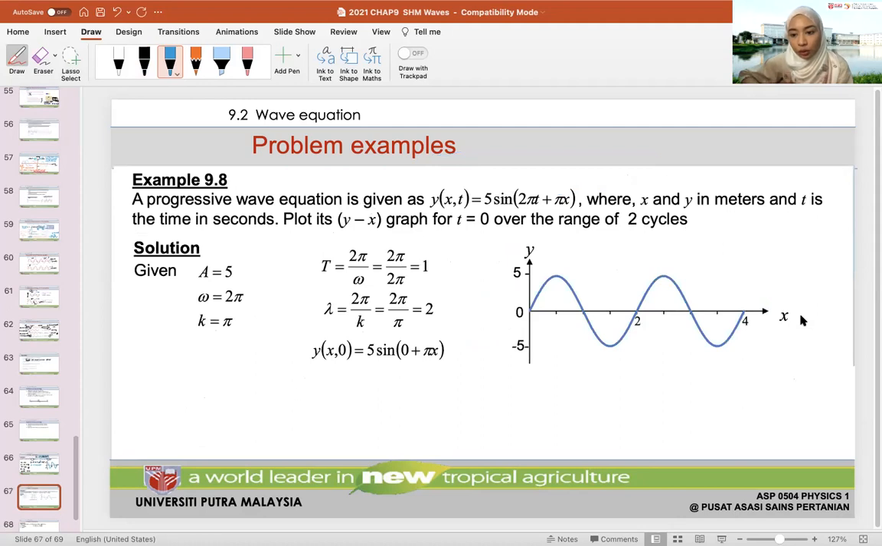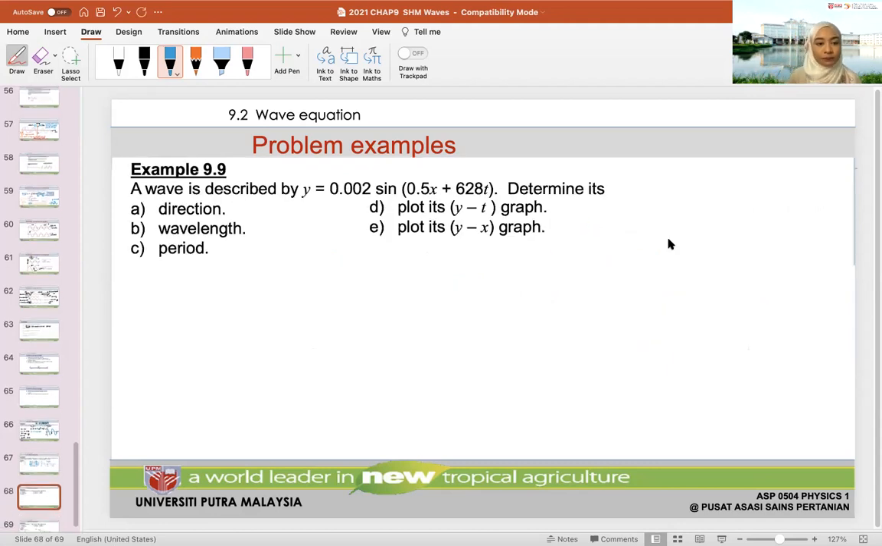So A is 5, omega is 2 pi, K is pi. So you get your T as 1 second, your lambda as 2 meter. The question wants us to plot y versus x, so we use lambda. Don't use period. So y versus x. One cycle is 2 meters, another cycle is 4 meters. So this is 2 cycles. If it asks for 3 cycles, draw 3 cycles. If it asks for just 1, then 1. The more the better. If it doesn't specify, just write 2 cycles, to make sure that you won't lose any marks.